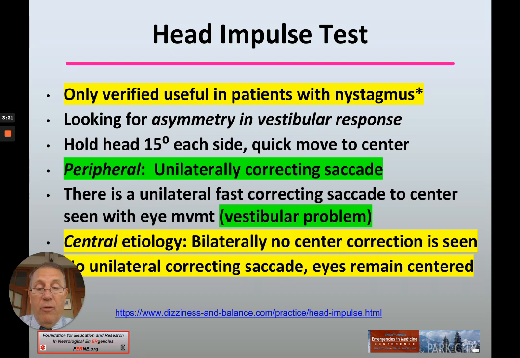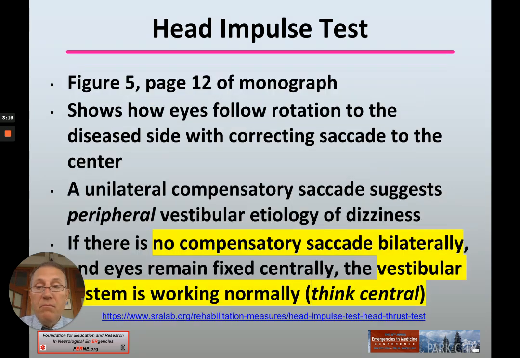A central etiology would be suggested if bilaterally there is no central correction seen to unilateral movement of the head. In other words, if there is no unilateral correcting saccade and the eyes remain centered with both stimulations, then we know it is likely a central problem because no unilateral vestibular problem is demonstrated.